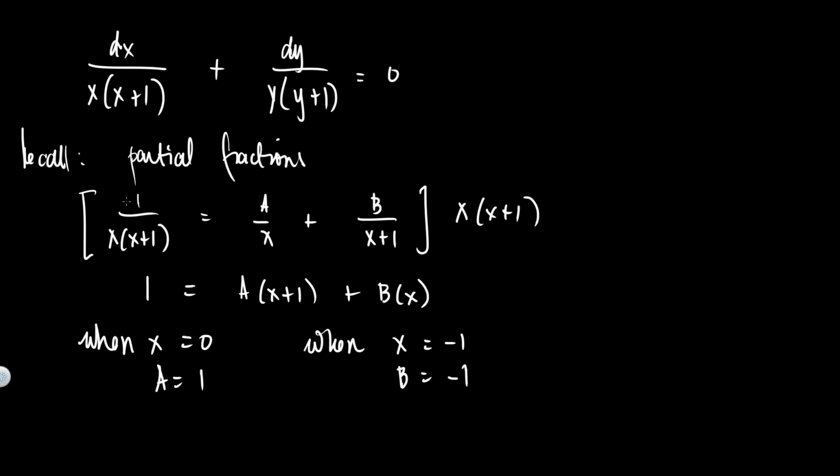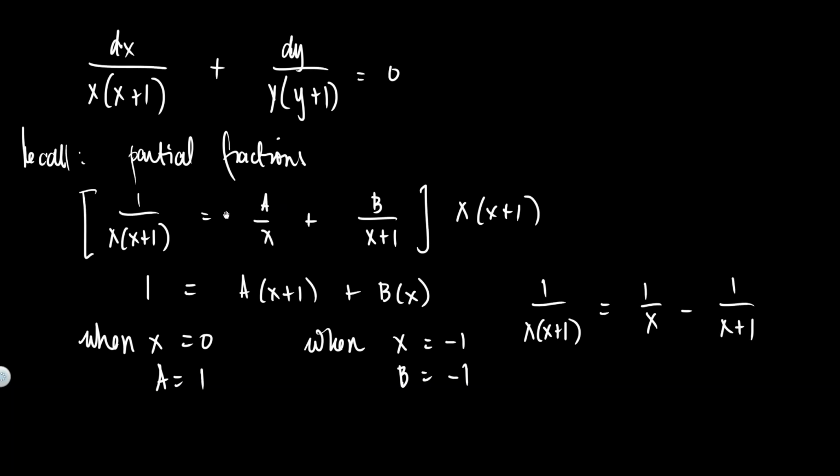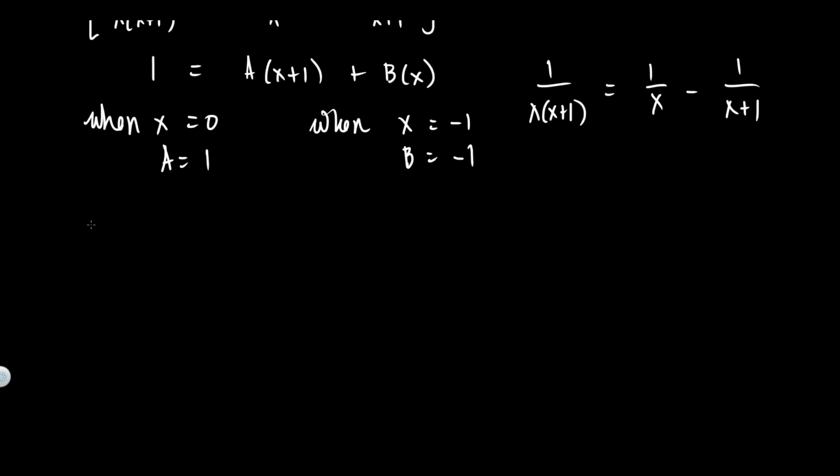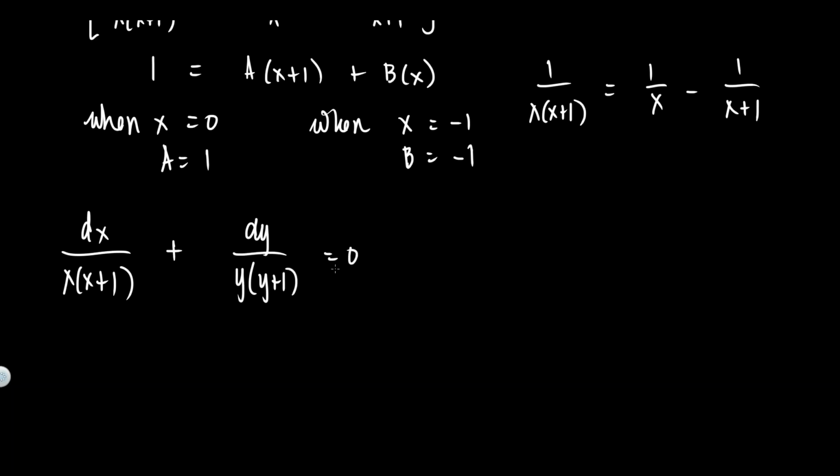Okay, so ano mangyari dito ngayon? Mas-solve natin, no? Nakasolve na natin yung a and b. So, 1 over x times (x plus 1) is equal to 1 over x minus 1 over x plus 1. Yan. So, yung dx over x times (x plus 1), ito na yon, ano? Plus yung dy over y times (y plus 1) equals 0.